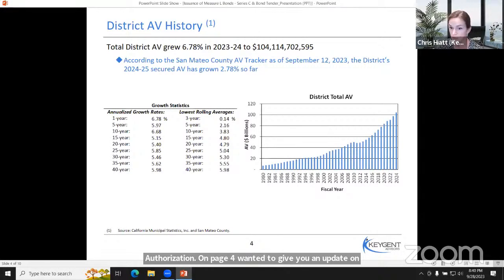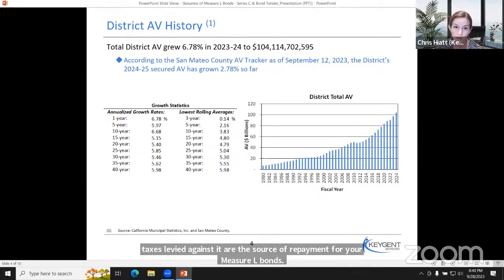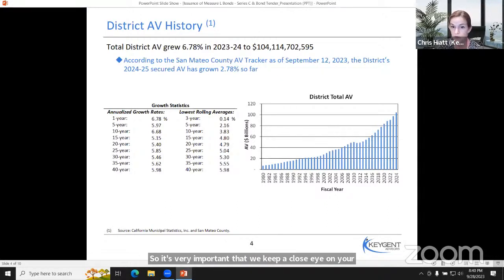As you know, your tax base and taxes levied against it are the source of repayment for your Measure L bonds. So it's very important that we keep a close eye on your AV growth. This last year for 23-24, we experienced 6.78% growth, which is fantastic. You hit an all-time high for the district, $104 billion in assessed valuation.